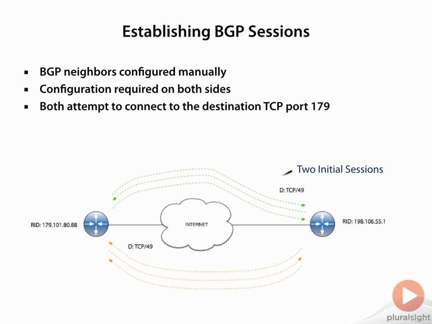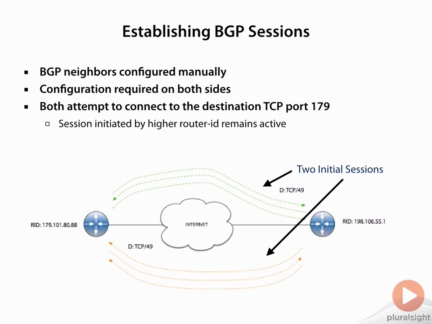So both sides are going to try to connect. We'll create 2 initial sessions, and that's what you're seeing here. And that happens on TCP port 179. Now the sessions are going to be initiated with a router ID, and whichever session was initiated by the higher router ID is the one that's going to remain.